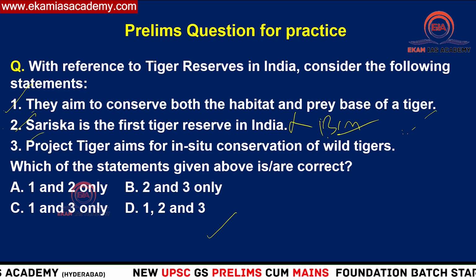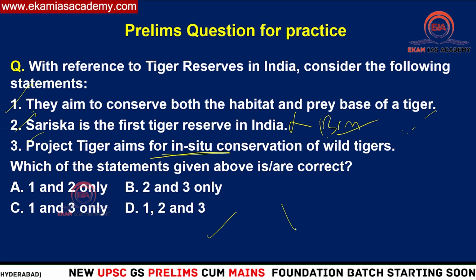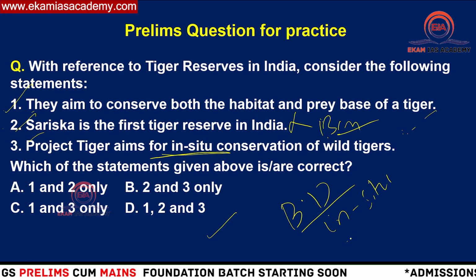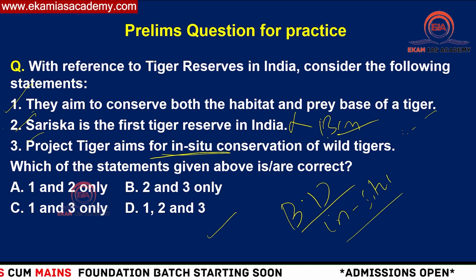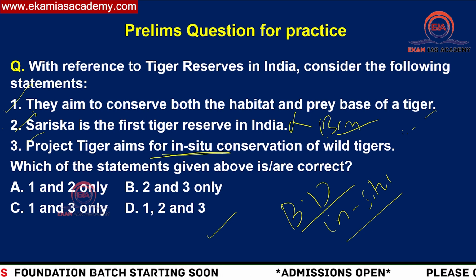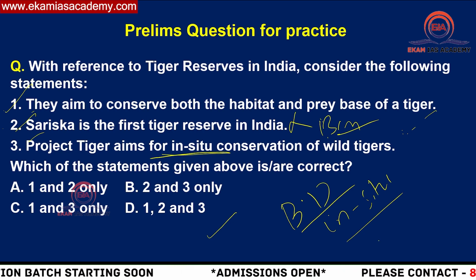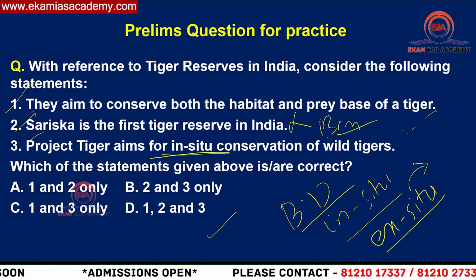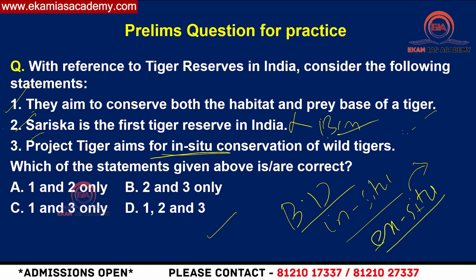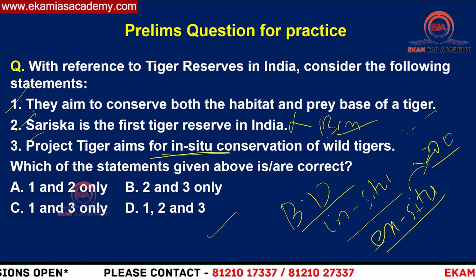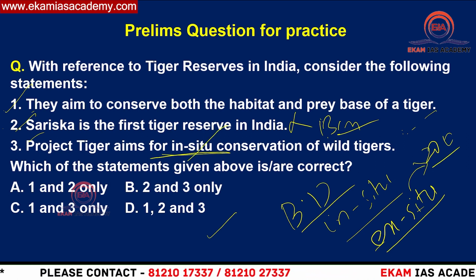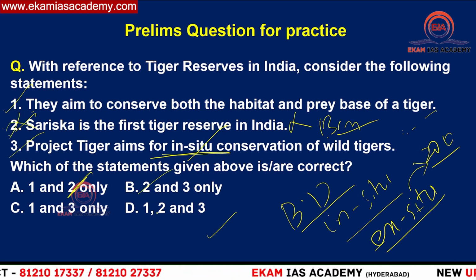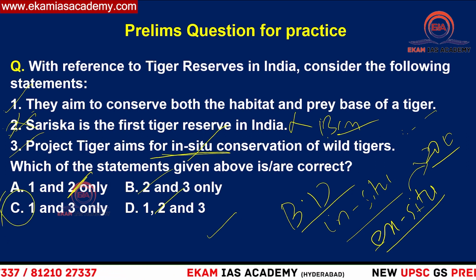Then third, Project Tiger aims for in situ conservation. You know, we have two types of conservation of biodiversity, in situ and ex situ. In situ means on the place of habitat itself. That means where the animal stays, there only you are conserving, like national parks, wildlife sanctuaries, biospheres, tiger reserves. All these are in situ. On the other hand, you have ex situ. Ex situ conservation means you are changing the place of the animal, taking it from the habitat to some other place like zoos, botanical gardens. So this is in situ, and this statement is correct. The second statement is wrong. If you eliminate 2, you have only one option, that is 1 and 3 only. In this way you have to arrive at the answer.